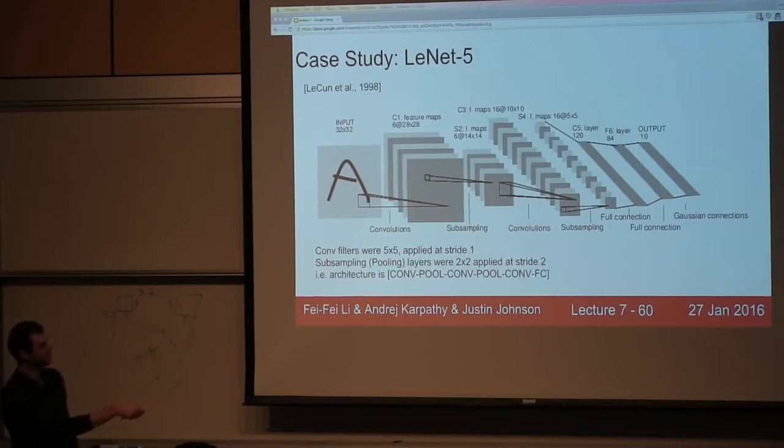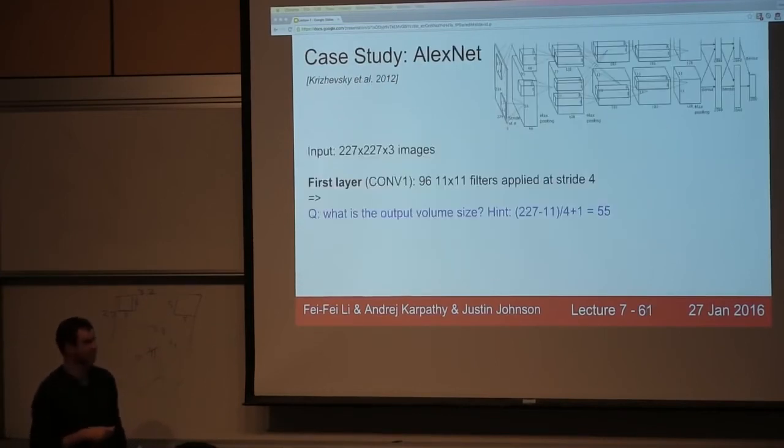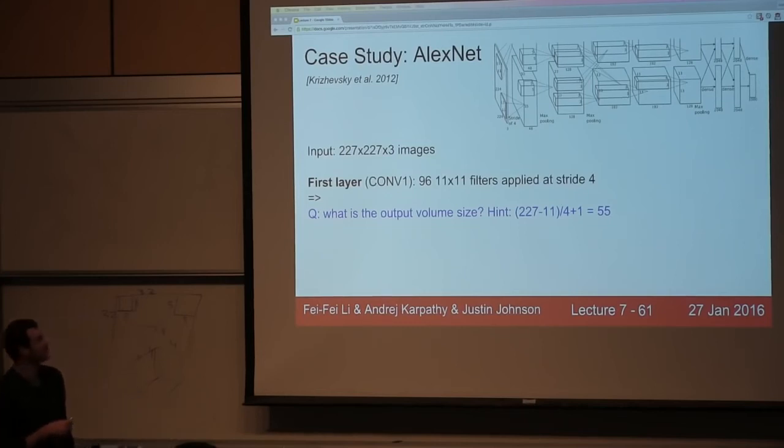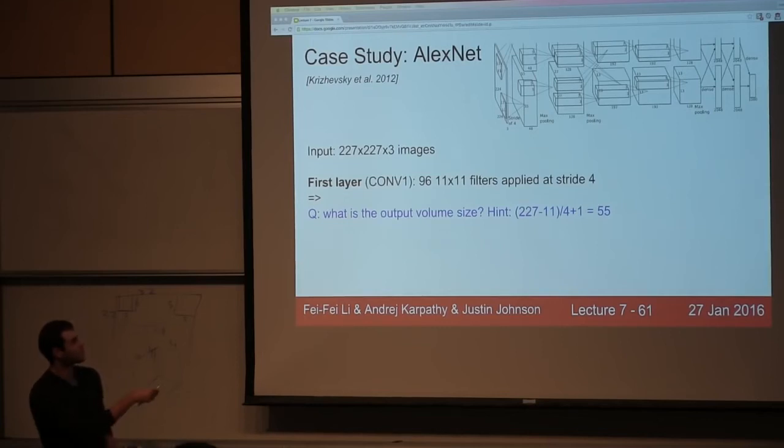And they use 5 by 5 filters applied at stride 1, and the pooling layers were 2 by 2 applied at stride 2. I don't want to dwell on this architecture too much because we have a few more interesting architectures as well. So we'll go into much more detail in AlexNet. AlexNet is the architecture from Alex Krizhevsky et al. in 2012 that famously won the ImageNet competition by a big margin.